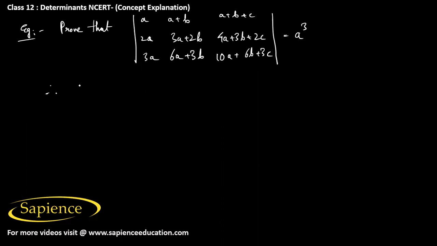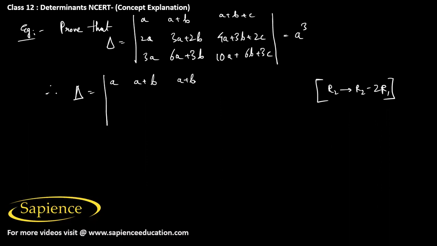So let's say this determinant is delta. Here we can apply the row operation R2 goes to R2 minus 2R1, since then 2a minus 2a will become 0. The first row will remain unchanged. The determinant value will remain unchanged if we apply these kinds of row operations, by using property 6.